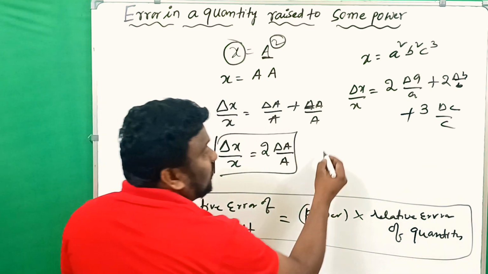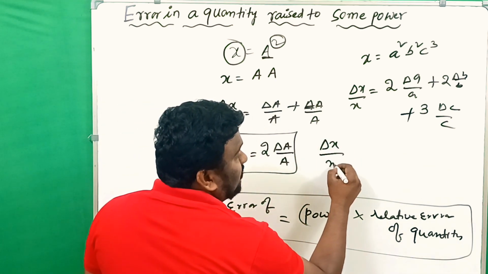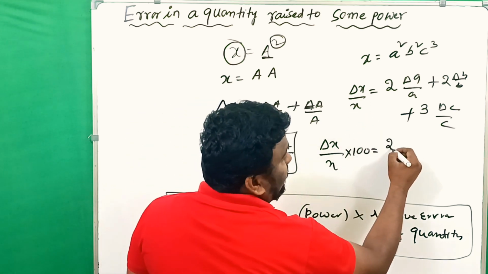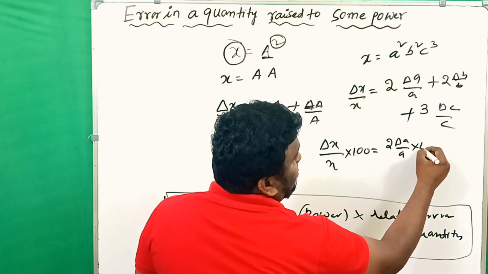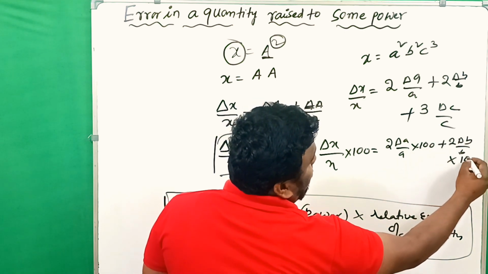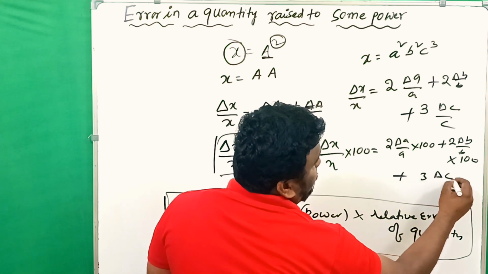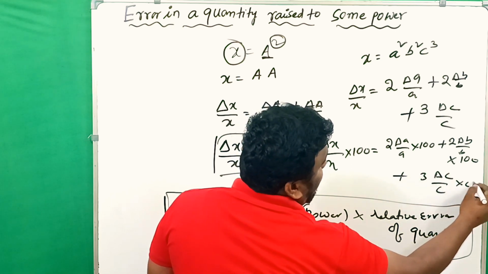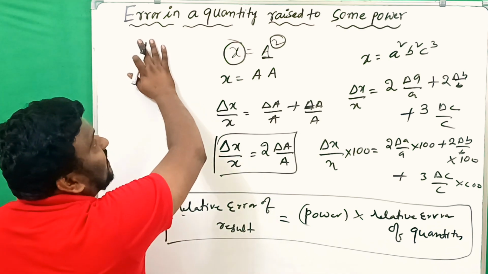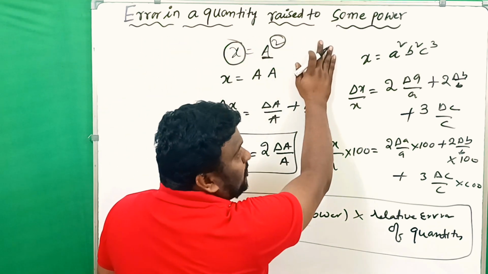If you want to find the percentage error, simply multiply the relative error by 100. Then what you get is 2 into delta a by a into 100 plus 2 into delta b by b into 100 plus 3 into delta c by c into 100. So in this way we write the error in a quantity raised to some power.